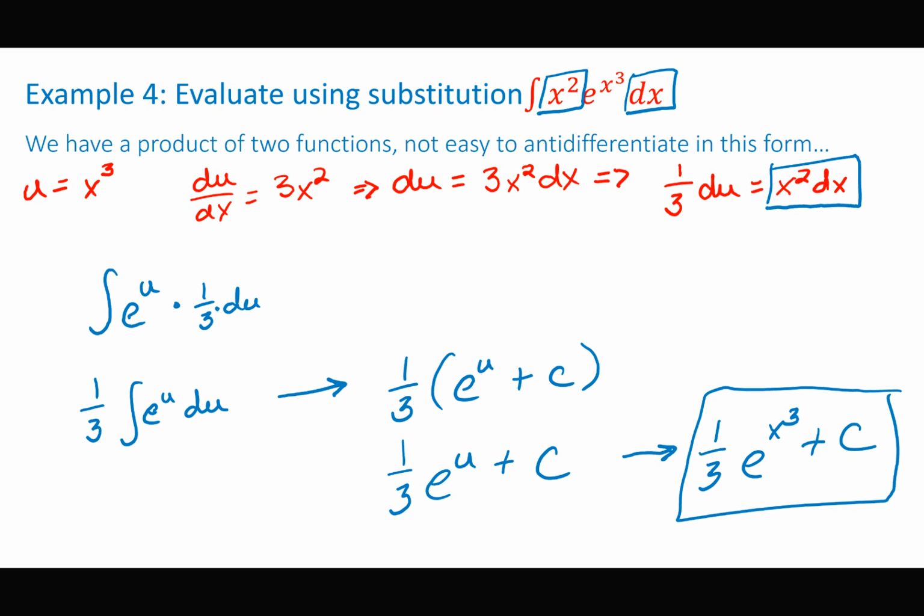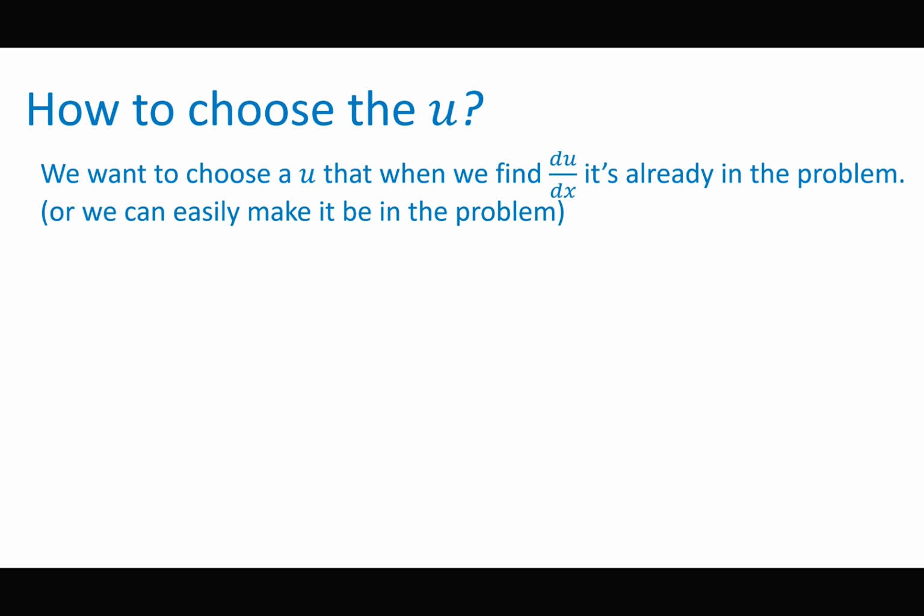Okay, so now the question should come up, well, why did we choose x cubed for our u? We had x squared we could have chosen. We could have chosen e. We could have chosen several different things. We could have chosen it all at once. There's a bunch of options we could choose. We want to choose a u that when we find the derivative, it's already in the problem, or we can easily make it in the problem. I'll explain that more in the next example.